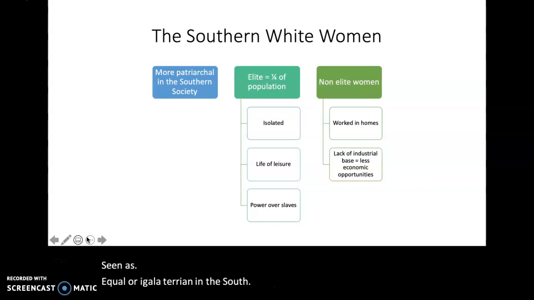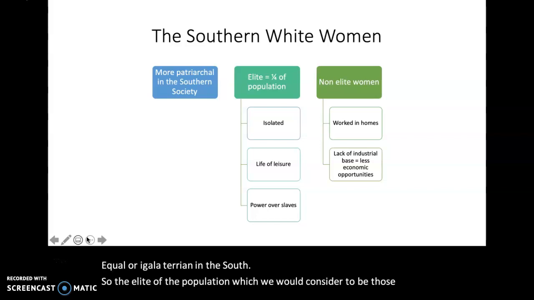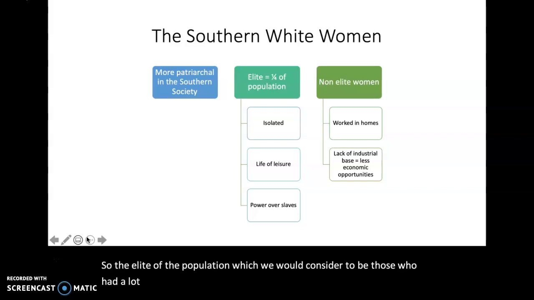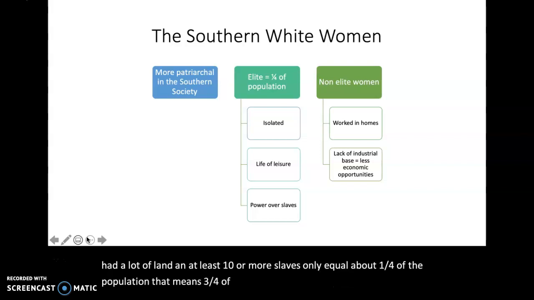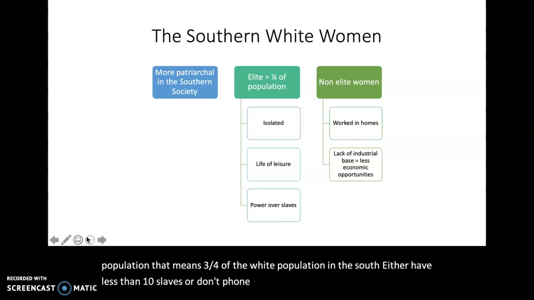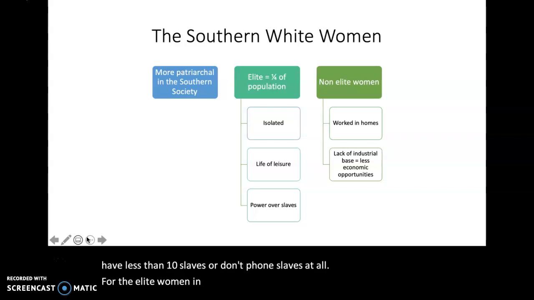So the elite of the population, which we would consider to be those who had a lot of land and at least 10 or more slaves, only equaled about a fourth of the population. That means 3/4 of the white population in the South either have less than 10 slaves or don't own slaves at all. And for the elite women in the South, their experiences were very different from those women in the North.